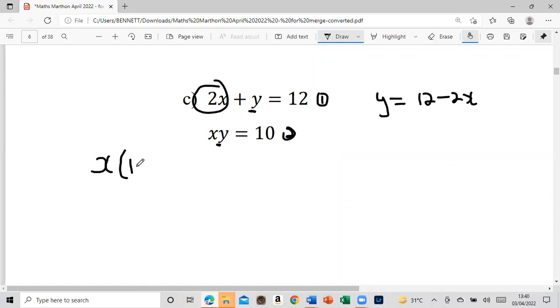So this now, we know y is 12 minus 2x. Right? And then that equals 10. So we just expand the bracket. Or we can just get rid of that from the side here too. No, we could expand the bracket first. So x times this will give us 12x.